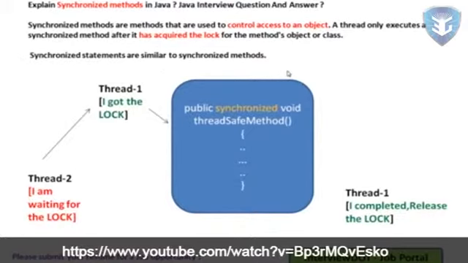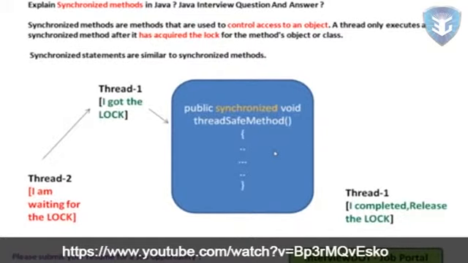So the first step is, if you want to synchronize a method, you should use the keyword synchronized. It's a modifier, the synchronized modifier you should use before the method. So I have a method: public synchronized void threadSafeMethod. So when should you use a synchronized method? If your method is going to handle data that is shared between multiple threads.